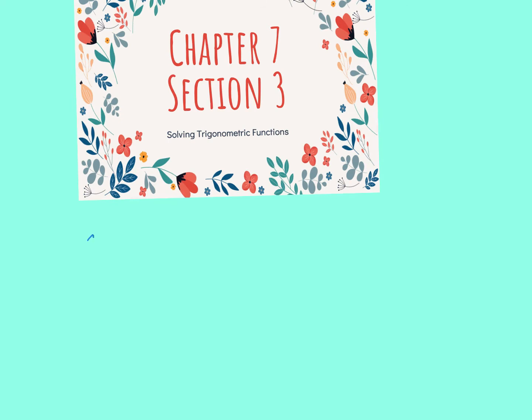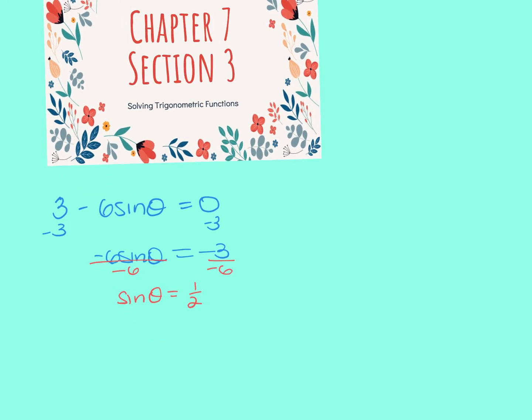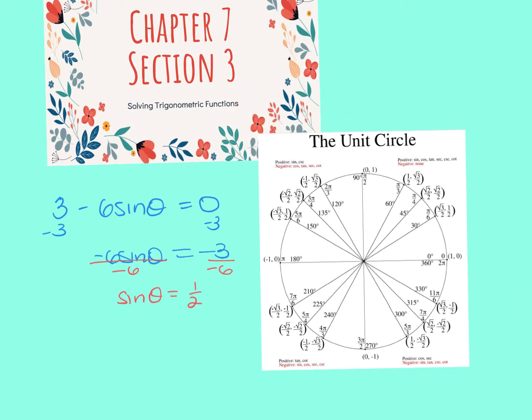Let's say 3 minus 6 sine of theta equals 0, okay? I would subtract the 3, negative 6 sine theta would equal negative 3, divide both sides by negative 6, and I end up with sine of theta equals a positive 1/2. And then I want to reference my unit circle. I want to look at my whole circle and find everywhere sine, which is my y, is a positive 1/2.